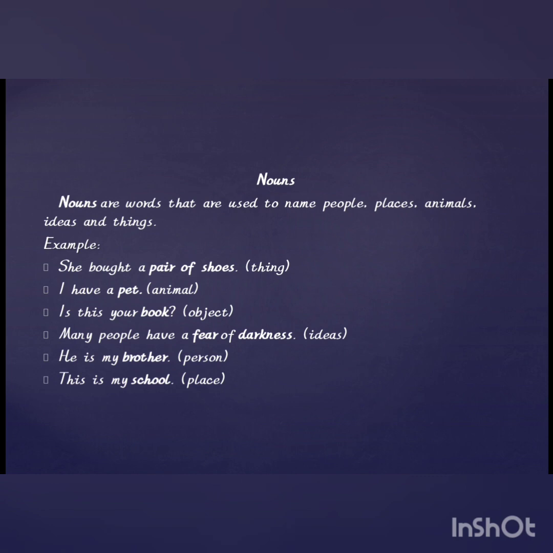Here we have an example. He is my brother. So brother again is going to tell about the relationship, the name of the relationship. Look at the very first example here. She bought a pair of shoes. Shoes again is a thing, so again it is going to be a noun. So a noun is going to be the name of any person, place, animals, things, feelings or ideas.